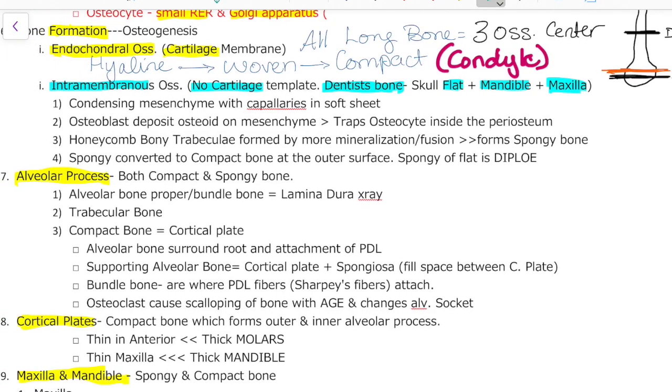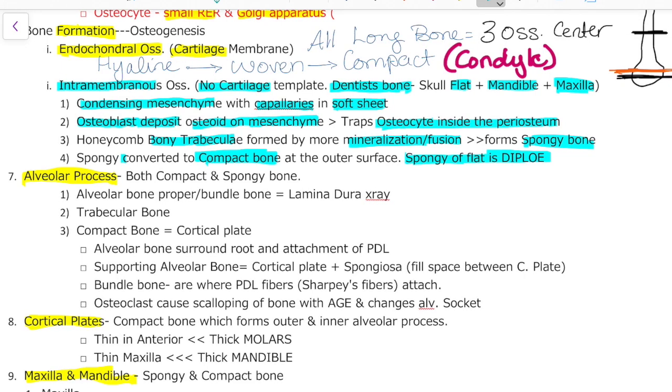So the steps is that you have condensing mesenchyme with the capillaries in the soft tissue. And osteoblasts start depositing osteoid directly on that mesenchyme, which is wrapped around these capillaries. And once you trap these osteocytes in the periosteum, you will start getting growth or ossification from that point. So you get this bony trabeculae formed by mineralization. You form the spongy bone. Spongy becomes compact bone at the outer surface. And the spongy bone in a flat bone, we call it diploe. So that is intramembranous, or the dentist bones.